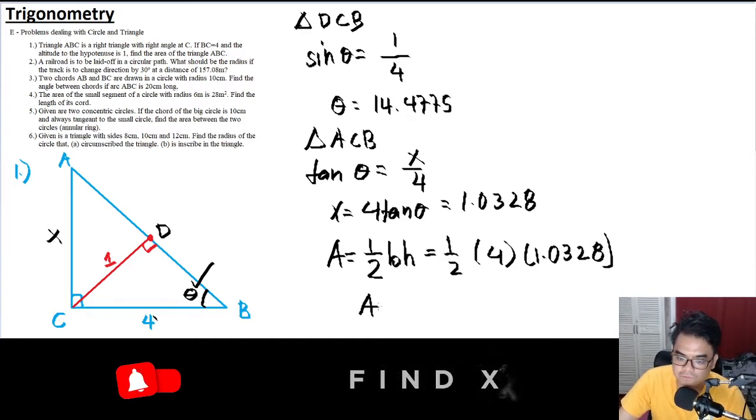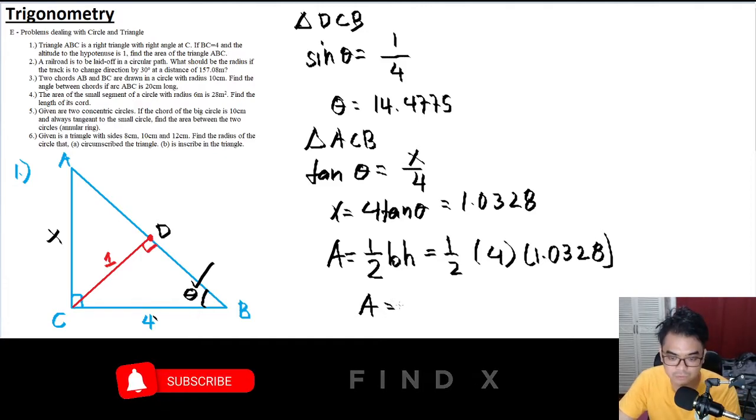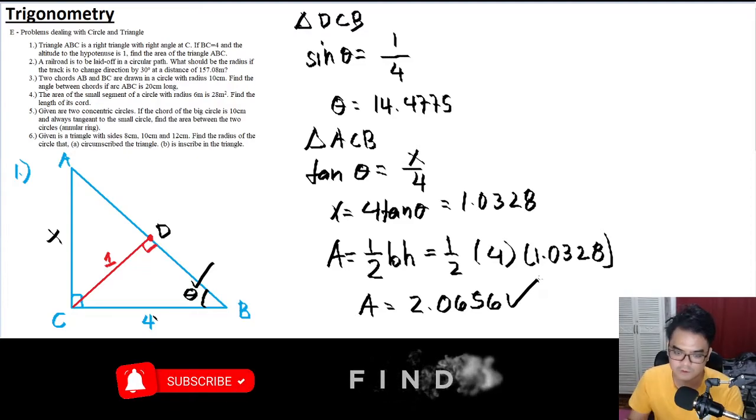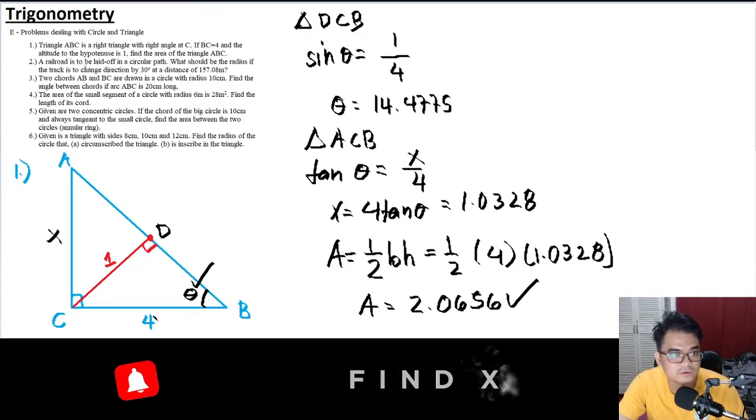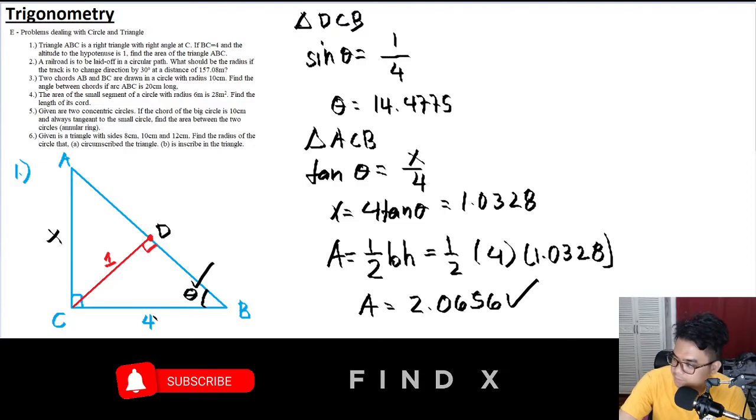Therefore, the area A must be equal to 2.0656, and that will be our answer. So let's go to the next problem.